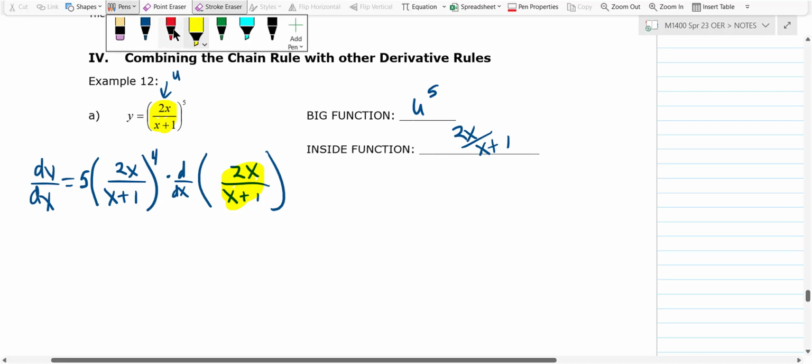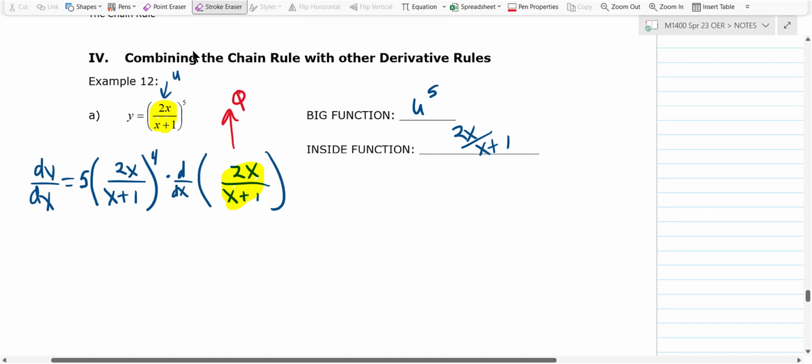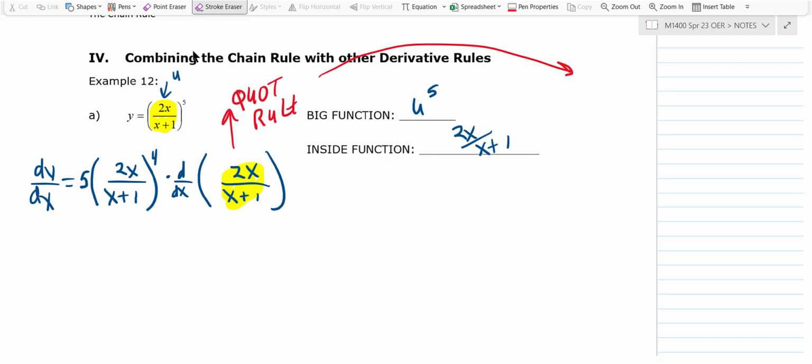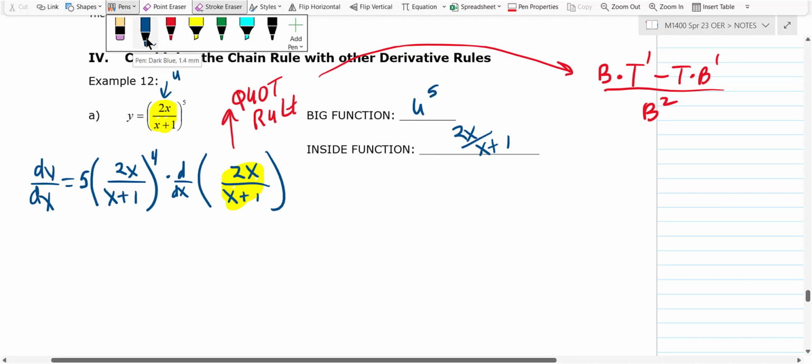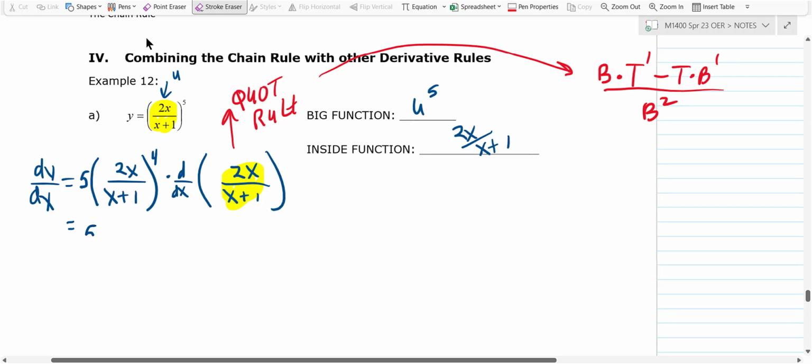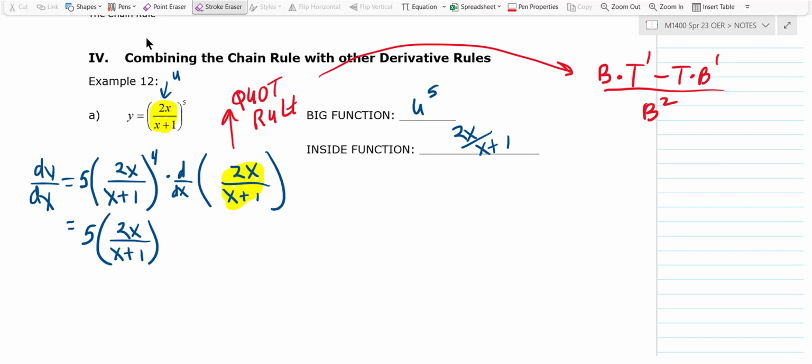So you got to start putting all these rules together. That is a quotient rule. And the quotient rule, you don't have to write it down, but if you want to, that's bottom times derivative of top minus top times derivative of bottom over bottom squared. We talked about that last week. So when we put this derivative together, I'm going to bring this down. I'm still just going to have 5 over 2x over x plus 1 to the 4th power. Now we're going to throw the 2x over x plus 1 into the quotient rule. So watch carefully how I do this.